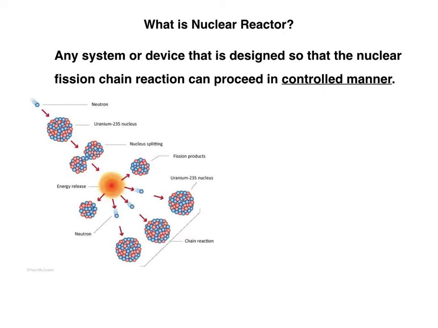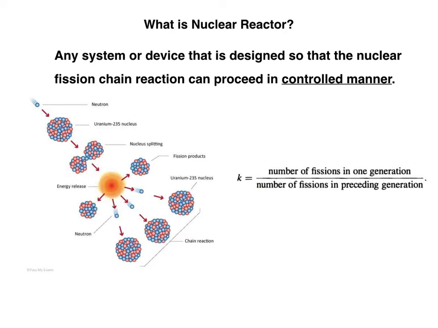To control a fission chain reaction, we have to control the amount of fission neutrons in the reactor. This can be described in terms of the multiplication factor, which is the ratio of the number of fission neutrons in one generation to the number of fission neutrons in the preceding generation.